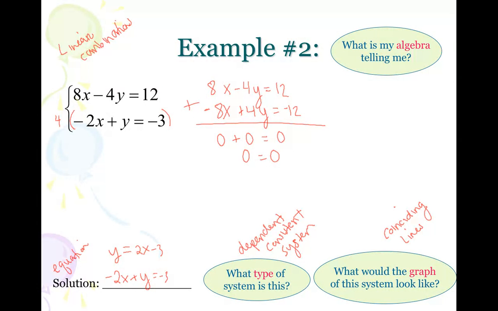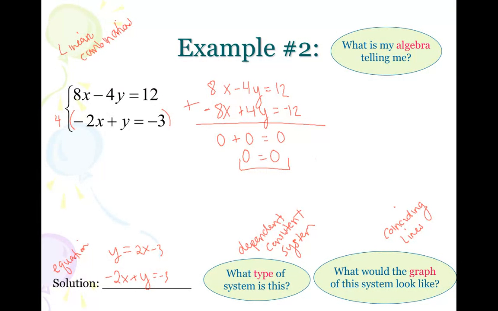So what happened here is I went to do linear combinations, right? I went to multiply through by a number so that when I added down, one of my variables canceled. That's what linear combinations does. When I did that, everything canceled. But I got a valid statement here, right? That means that it is dependent consistent. That means that these are the same line. One is just a dilation of the other.